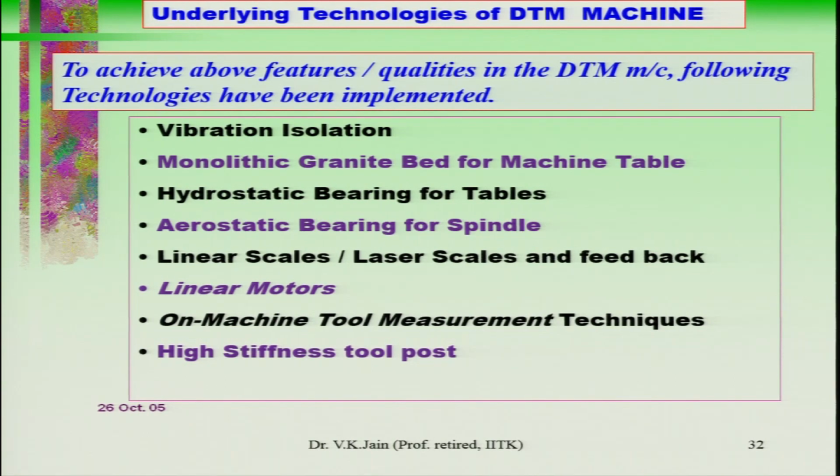Then you have very high stiffness of the tool post, because if the tool post is not stiff enough, then it may generate vibrations and it may lead to the premature failure of the cutting tool, and that is very important. So, the stiffness of the tool post should be taken care of properly, and then you have the vacuum clamping. So, these are some of the technologies which are being implemented by the DTM machine manufacturer to attain the characteristics of the DTM machine mentioned in the earlier slide.